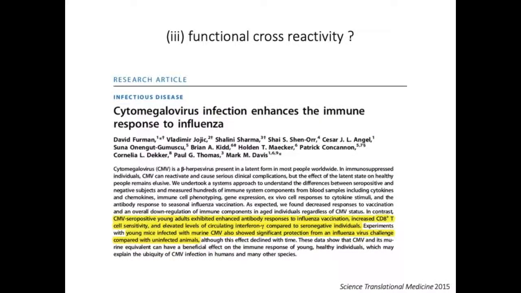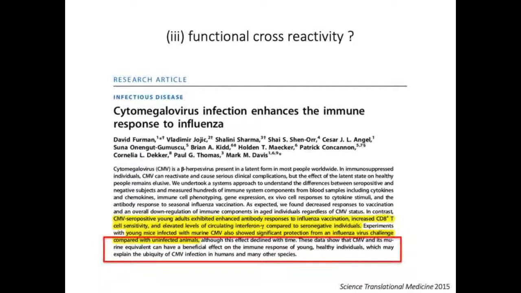They also show experimentally in mice that pre-immunization with one enhances the response to the other. And in the end, they interpret this as the fact that CMV infection prepares your immune system to better fight flu, but they don't speak at all about specificity.